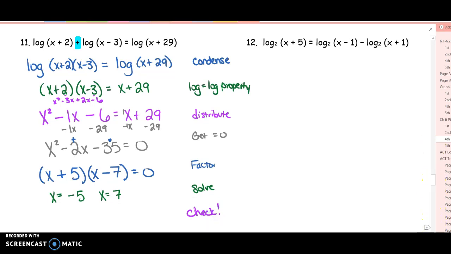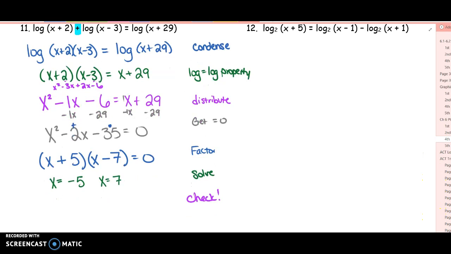Okay, your next step is to check your solutions. And remember, we are checking our solutions back in the original equation. So here's what I'd like you to do. Let's start with this first x right here. Plug negative 5 into that x. What is negative 5 plus 2? So we'd have the log of negative 3.